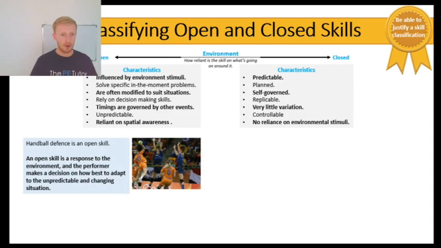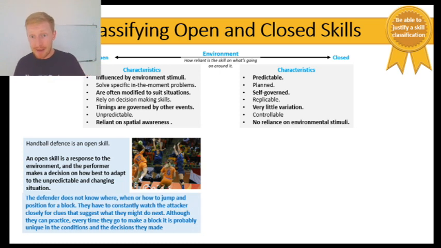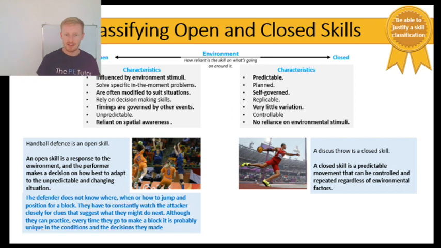Open and closed. We've got the characteristics up at the top there. An open skill could be a handball defender. Well, what is an open skill? One which responds to things happening around it. Well, with the handball defender, they are making decisions. They are watching their opponent, the attacker. What's their body position doing? Are they going to pass it? Are they going to shoot? When are they going to shoot? When do I need to reach up? Where do I need to reach up? Do I need to dive? All of these questions are always going around until the environment changes and the person makes a decision on how best to respond. Whereas closed, we've got that discus thrower.